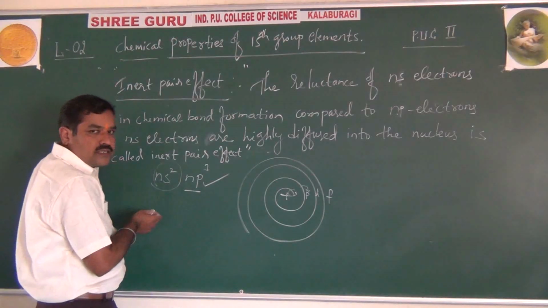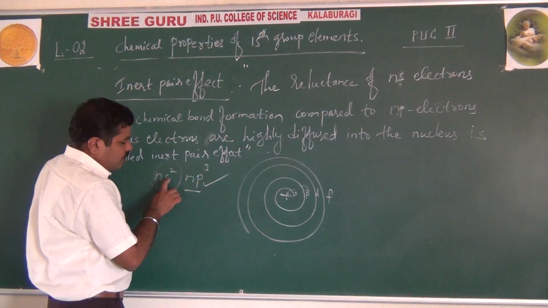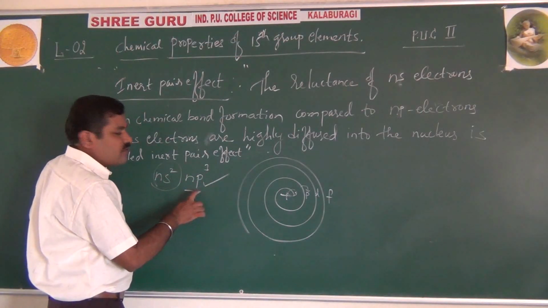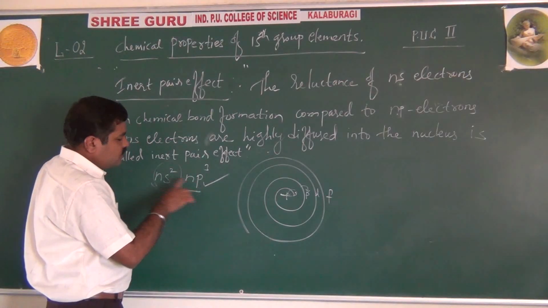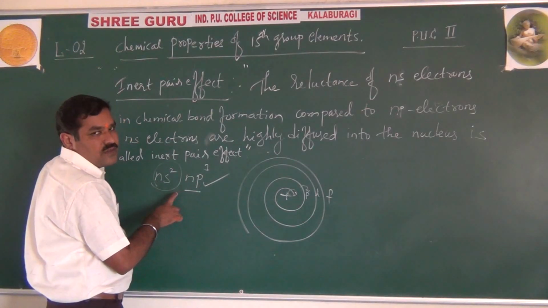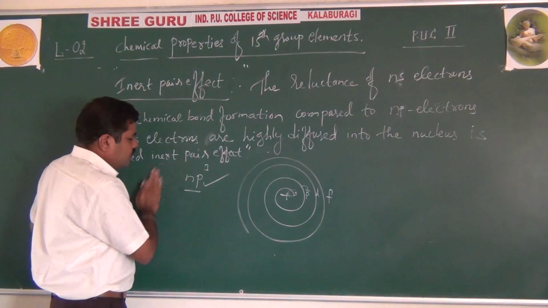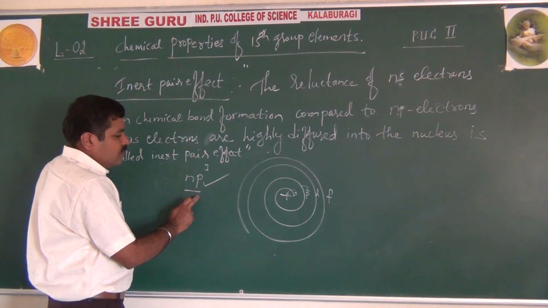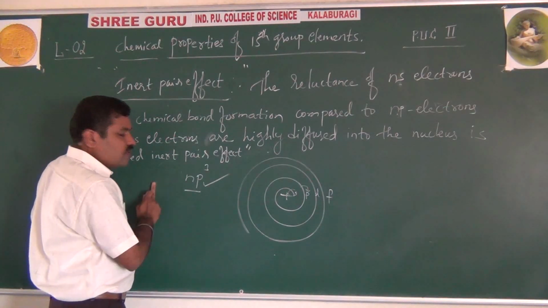See, oxidation state is explained on the basis of both these valence electrons. If they lose p, +3. If they lose both s and p, +5. That's why if they do not lose the s electrons, only +3. Why? Because they are highly diffused into the nucleus.